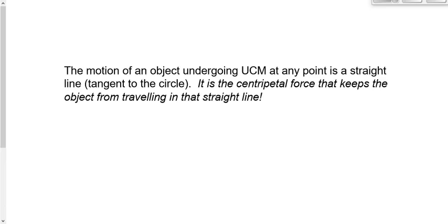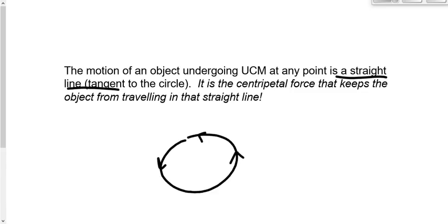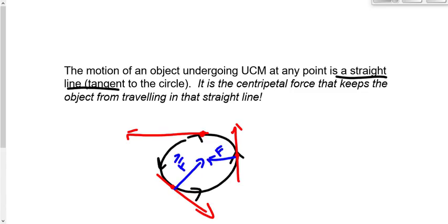Now, we talked a little bit about this, I think, during the review. We said when an object is undergoing circular motion, it wants to go in a straight line. Right? It wants to go in a straight line at a tangent to the circle. So, for instance, if it's going around like this, counterclockwise, we would say at this point, the velocity is this way. At this point, the velocity is this way. And at this point, the velocity is this way. It's always a tangent to the circle, always in a straight line. And it's the centripetal force that keeps it from actually going in a straight line.